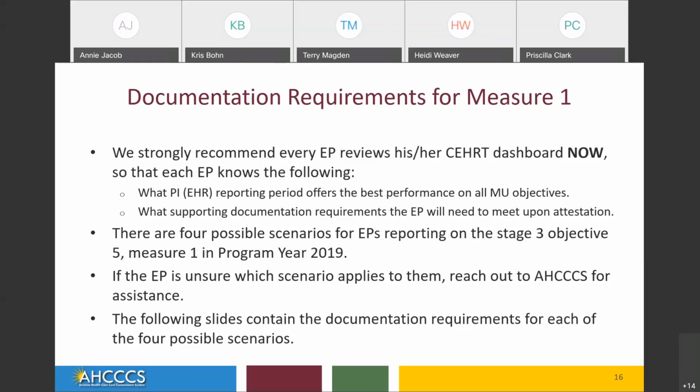And please keep in mind that this PowerPoint and any other documents referenced throughout it will be made available to the EP on the Access website. So if you need to go back and check something as we start to get into each of the scenarios, this information will be made available to everyone.